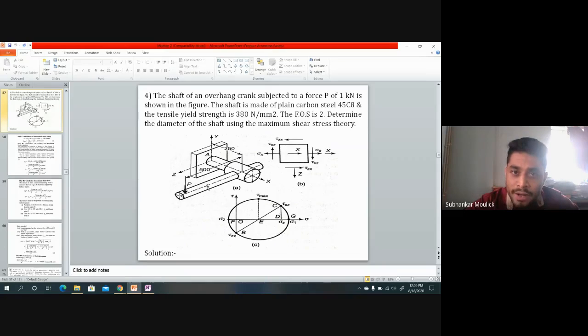And how to find this maximum shear stress of this particular problem? Easily I can find it if I draw the Mohr circle for this problem. Fine. Then from that Mohr circle, if I find the value of maximum shear stress, and equate it with the maximum shear stress of the standard specimen in yielding, then I can get the diameter of the shaft. Is the concept clear? How will we solve it?